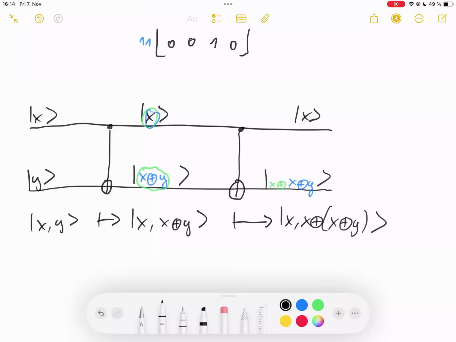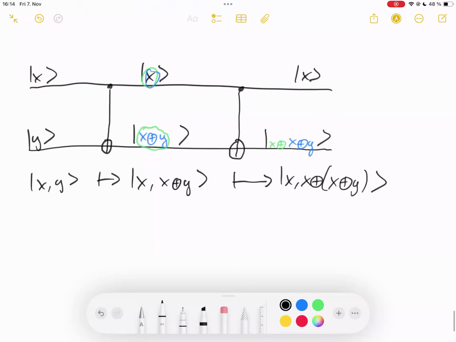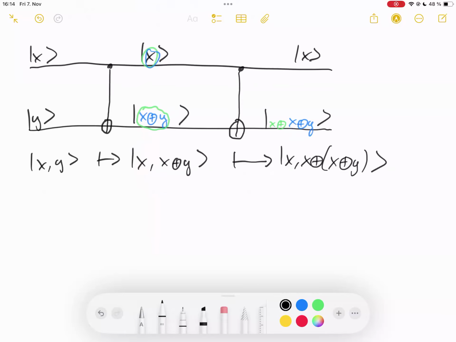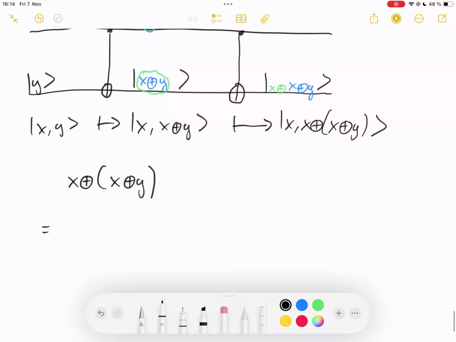And now there is some logic that you have learned also in your first year. If you have an X, X XOR with X XOR Y, we can simplify this. First of all, the XOR is associative. So we can say this is the same as X XOR X, and then XOR Y. And what is this part here in blue? X XOR X. What's that?